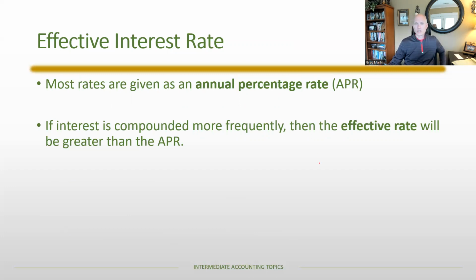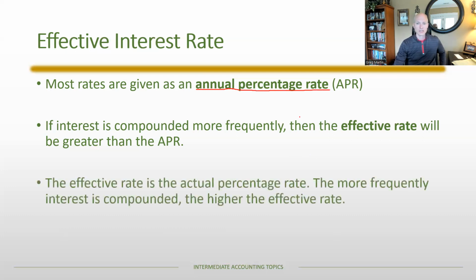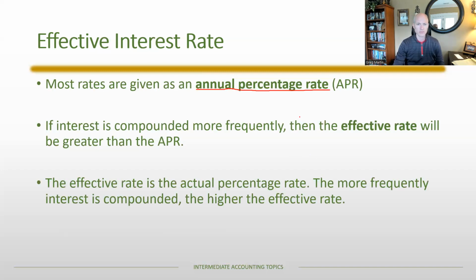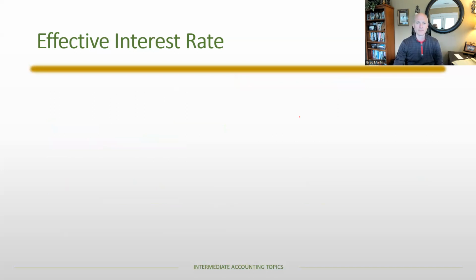The key concept is that we're holding the APR constant. So we want to know what happens when you have an APR where the interest is compounded more frequently. Well, it's going to change the effective rate. In fact, the more frequently you compound interest, the higher that effective rate is going to be. And so let's talk about that. That's the summary: the more frequently it's compounded, the higher that effective rate is going to be.